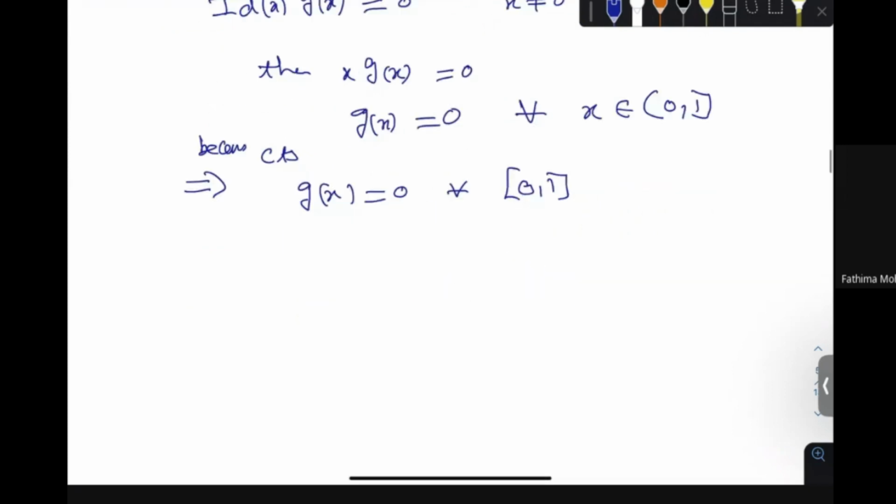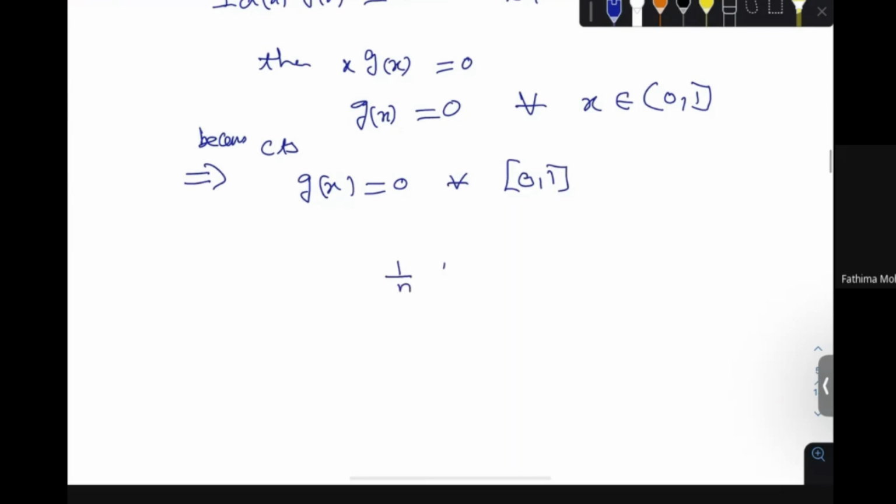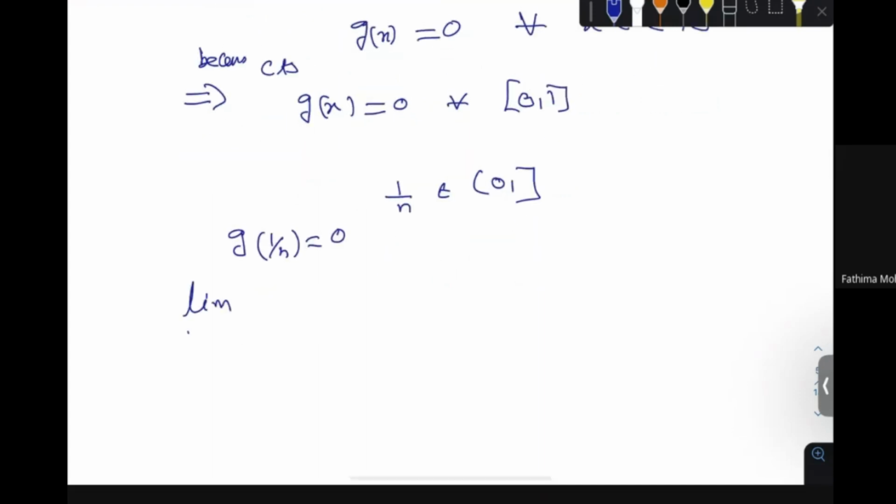You know the continuous function, right? In particular, 1/n belongs to (0, 1], so g(1/n) is 0. Now take the limit on both sides. Limit n tending to infinity, g(1/n) is actually g(0) because of the continuous function. So g(0) is 0. So this is a very simple and nice example, which is not a unit and which is not invertible.